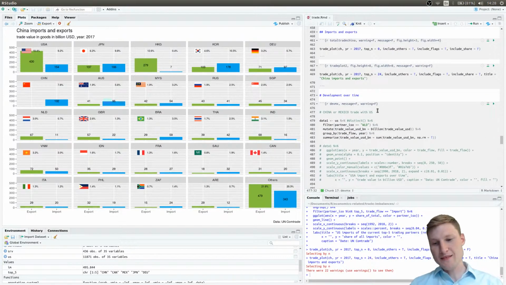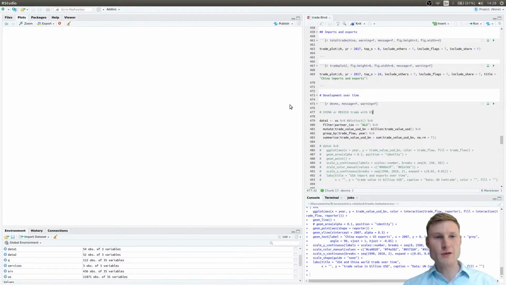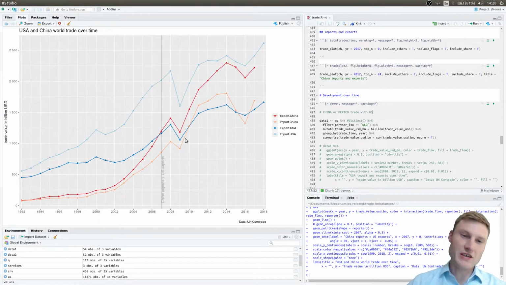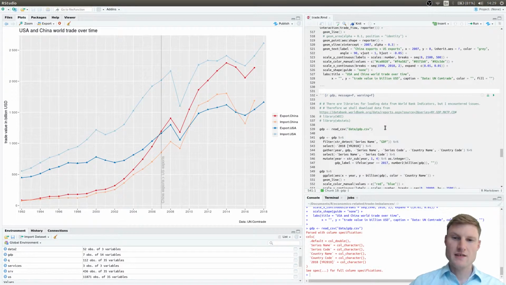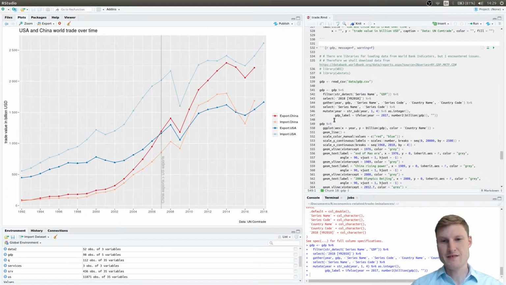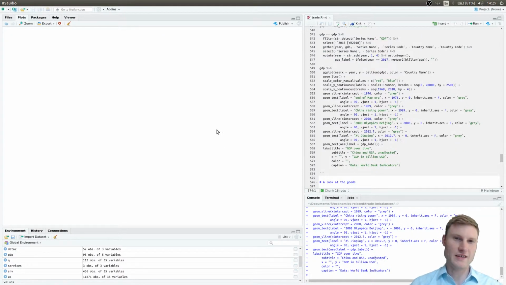So let's also have a look at the development over time. And looking over time, I draw it in here, in 2007 the Chinese exports in red for the first time overtook the exports from the US. And of course, this has a lot to do with the GDP or the growth in China.